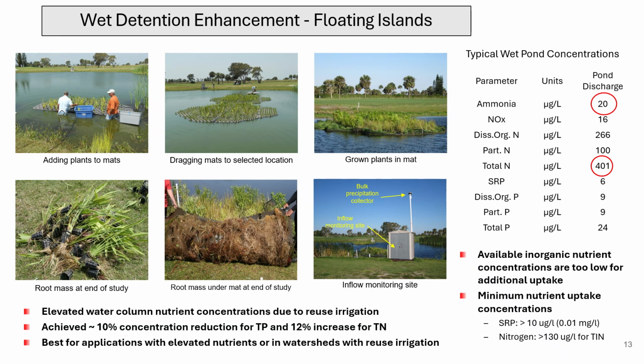Once available inorganic nutrient concentrations fall below certain minimum thresholds, the additional nutrient uptake by the plants becomes negligible. Our findings suggest these minimums are around 10 micrograms per liter for soluble reactive phosphorus and approximately 130 micrograms per liter for total inorganic nitrogen, which are often typical concentrations found in many standard wet ponds.